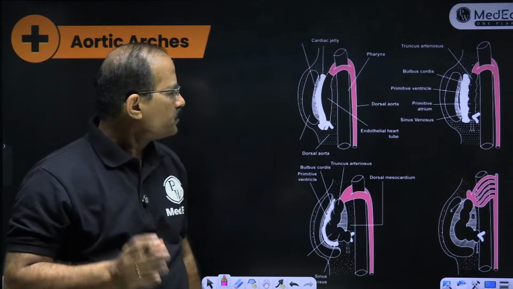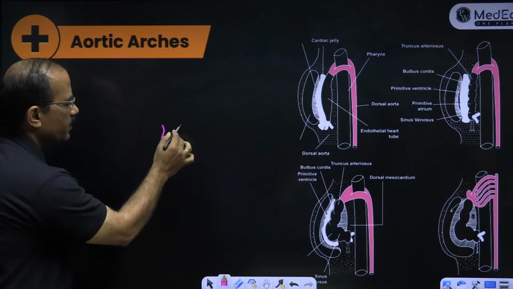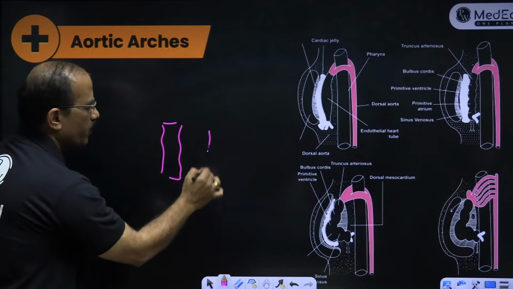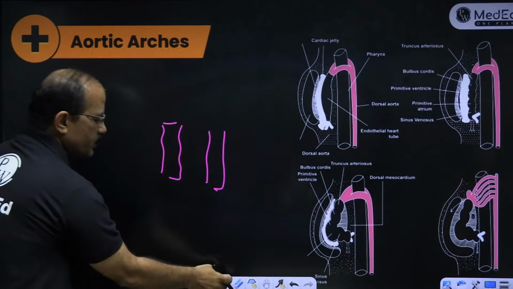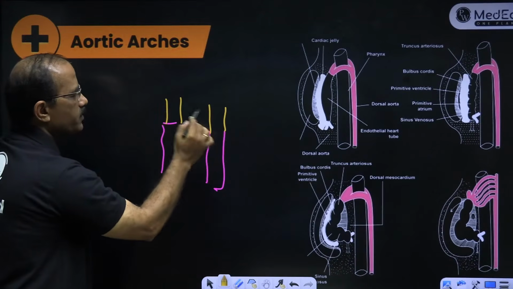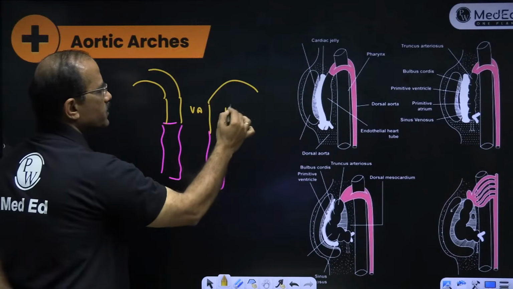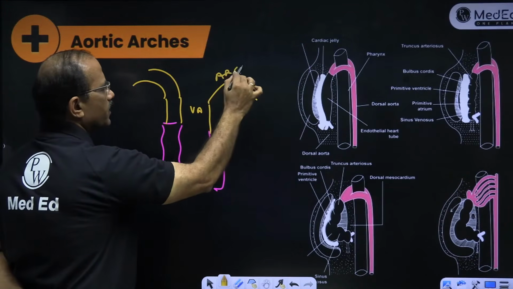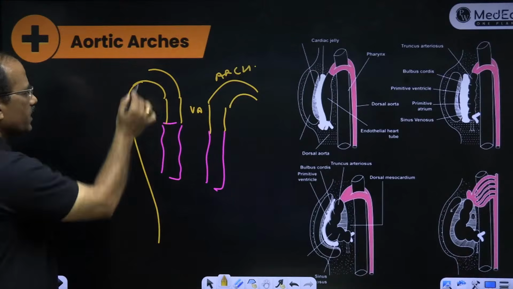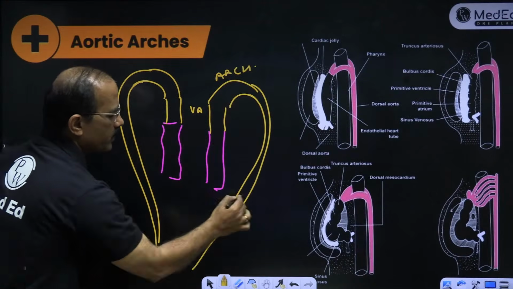Aortic sac. Then we have got 2 arches and then dorsal aorta. Okay. देखो, I'll just make it like this. पहले कितने heart tubes थे? There were 2 heart tubes, right? 2 heart tubes थे. So what are these 2? ये दो कौन है? Ventral aorta. This is the ventral aorta. What are these 2? Arches. ये arches है. And what is this now? That's a dorsal aorta. ये कौन है? Dorsal aorta.